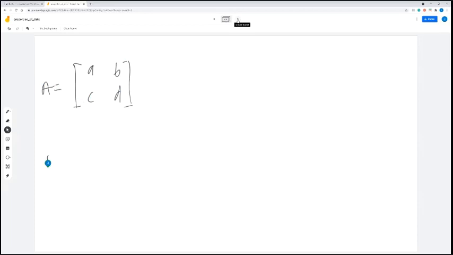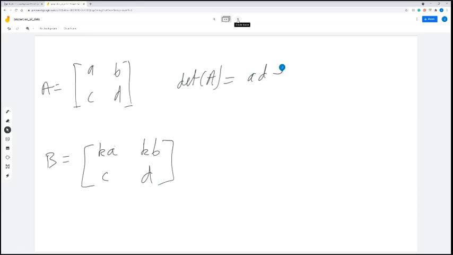And I now consider matrix B, which has the same entries, except the first row, let's say, is multiplied by a number. I'm not going to take a specific number. Let me call it k. So ka and kb, and here I have c, d. The determinant of A, I know by definition, is ad minus bc. Now my question is, how does the determinant of B compare to the determinant of A?